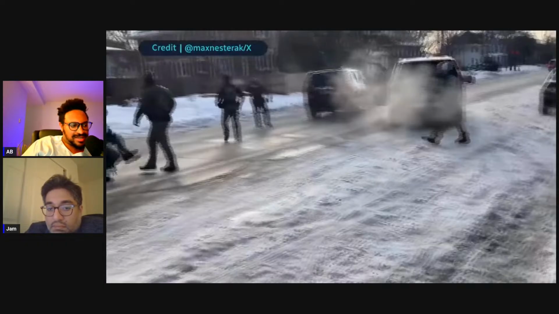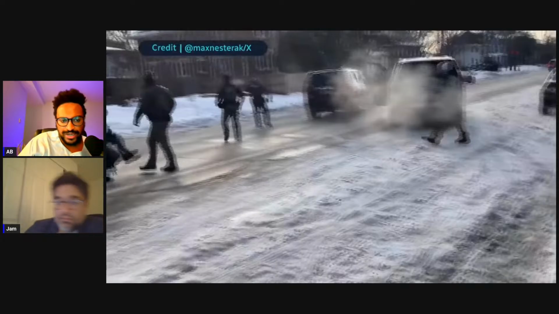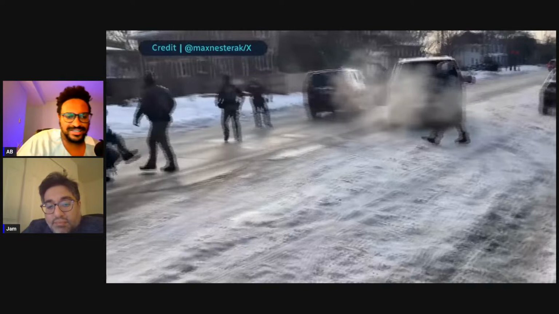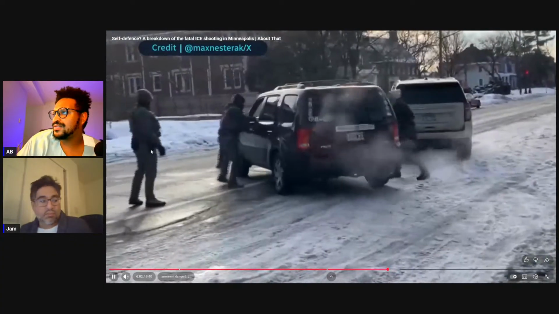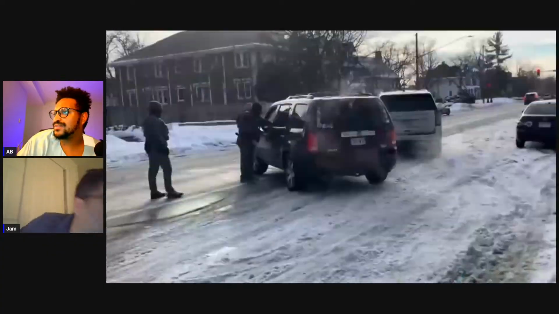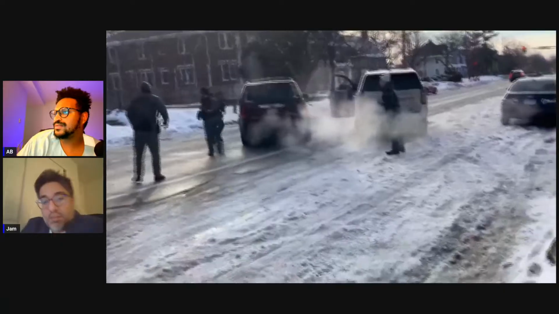But again, why would you shoot as a car is going forward? It's not coming at you. There's no indication that she's trying to hit you with the car. It's not clear to me whether he was or wasn't hit. It's hard to tell if he's pushed back by the car or he's simply jumping back out of the way.